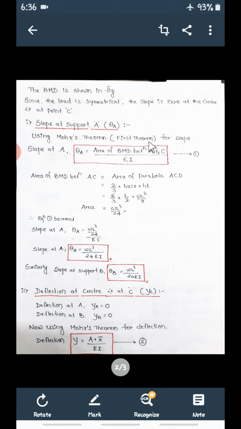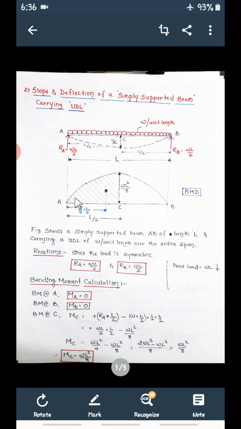So using Mohr's first theorem, slope at A is equal to what? The area of the bending moment diagram between A and C divided by EI. Why is it A and C only? Now this is symmetrical, and the slope at C will be 0. Slope at C being 0 means we have to consider the bending moment diagram between A and C only.